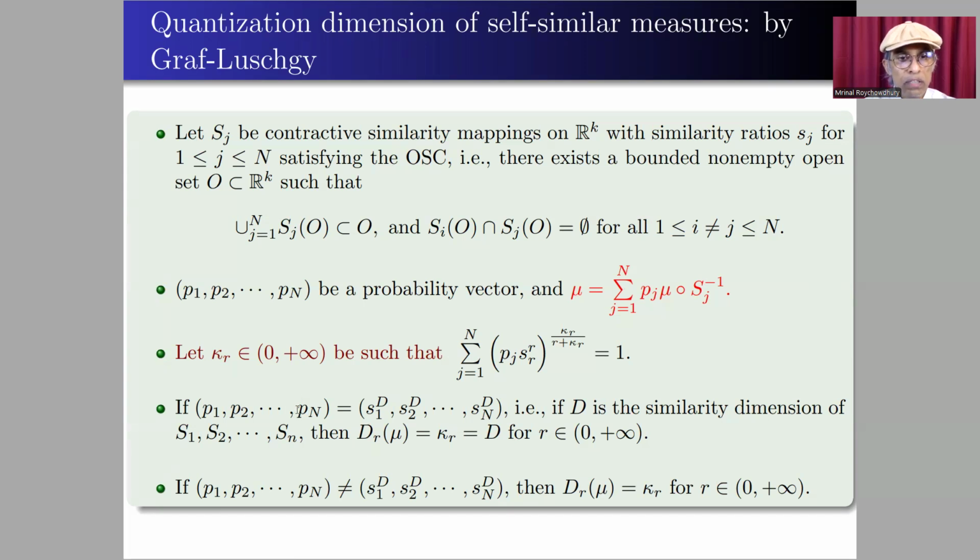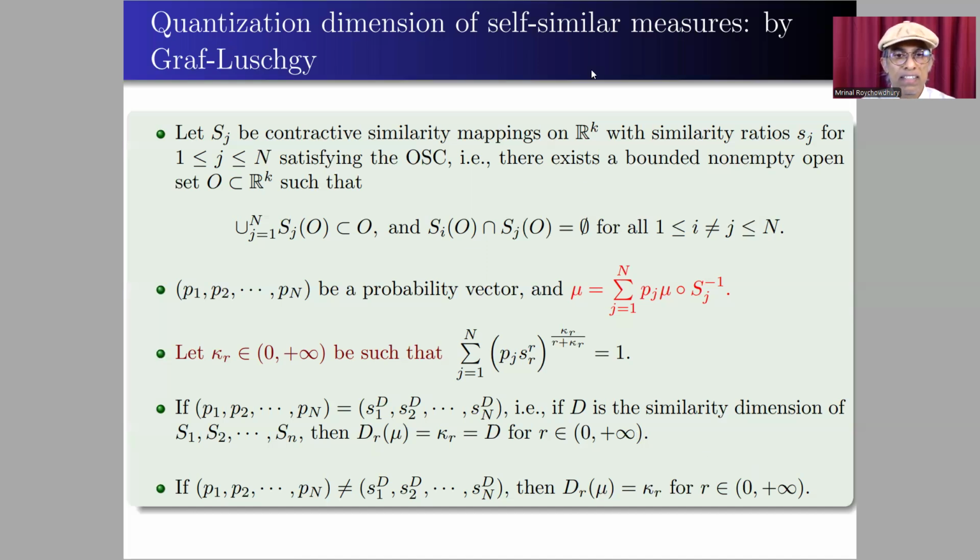If this probability vector p1, p2, ..., pn is equal to this, that is, if D is the similarity dimension, then Graf Luschgy showed the quantization dimension of the measure mu equals kappa and equals D. That means the quantization dimension does not depend on r. But if the probability vector is chosen in such a way that it is not equal to this, then the quantization dimension of the self-similar measure mu is equal to kappa, where kappa is given by this formula. So that means the quantization dimension depends on r, where r is a positive real number.